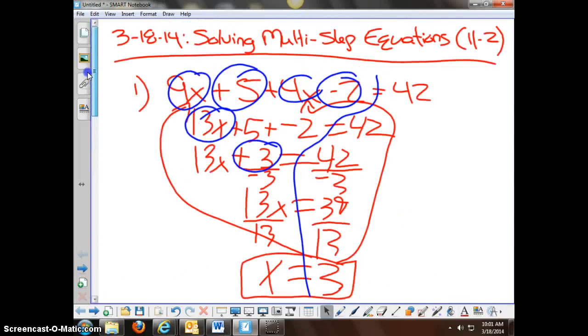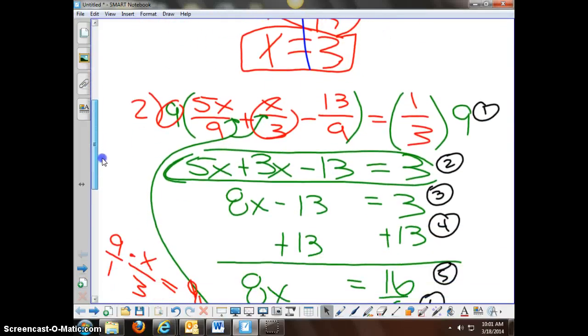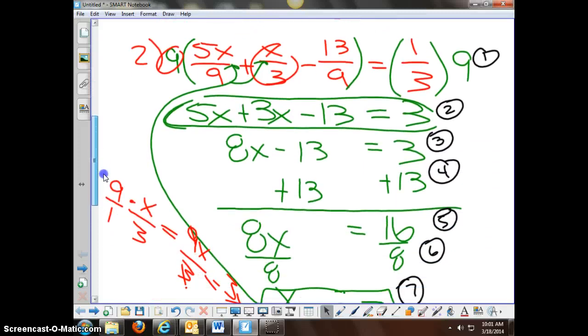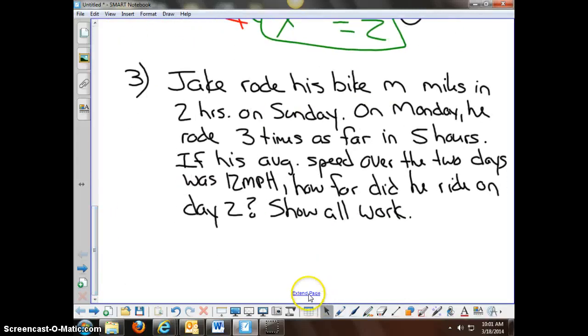It is March 18th. Again, this is our third problem. Charlotte did the first one. We all did the second one together when we were getting rid of a nasty fraction and solving for x. And now we got Jake riding his bike.